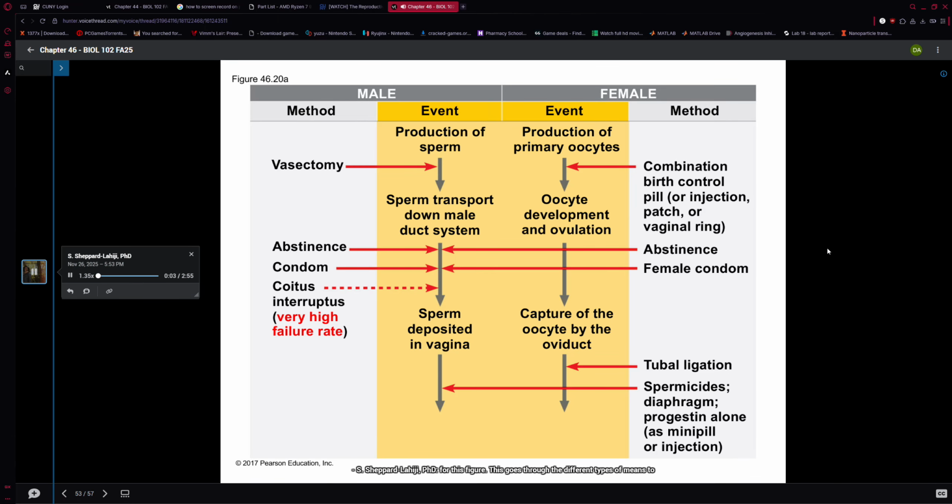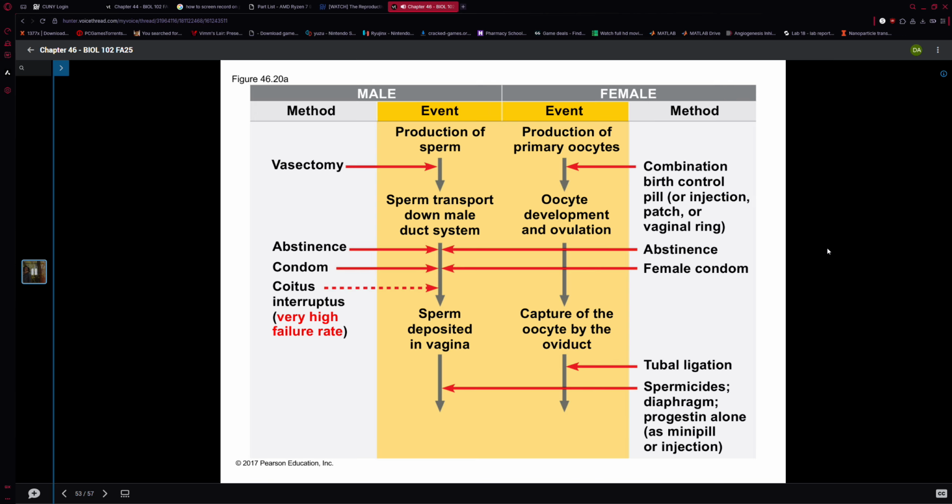For this figure, this goes through the different types of means to preventing a fertilization event and at what stage it's able to impede that process. So we've talked about permanent and temporary methods. And one thing that we didn't talk about was the idea of abstinence, which is a behavioral method.